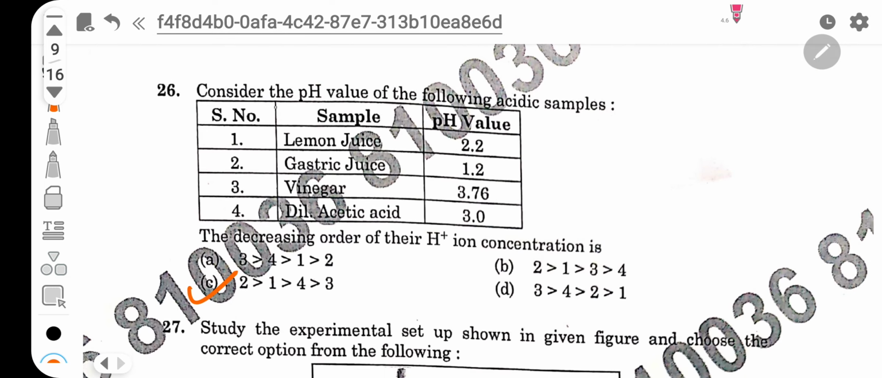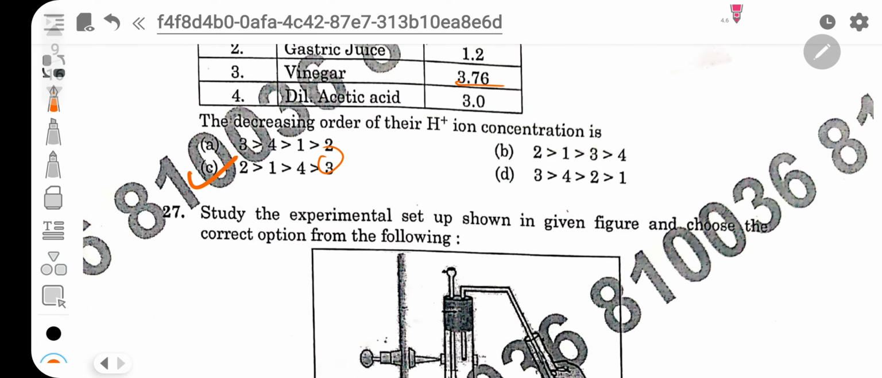Question number 26. In this question the hydrogen ion concentration should be decreasing. If the pH value is high, the hydrogen ion concentration will be less. The highest pH value is 3.676, which is option 3. So the answer will be C directly by seeing that only.